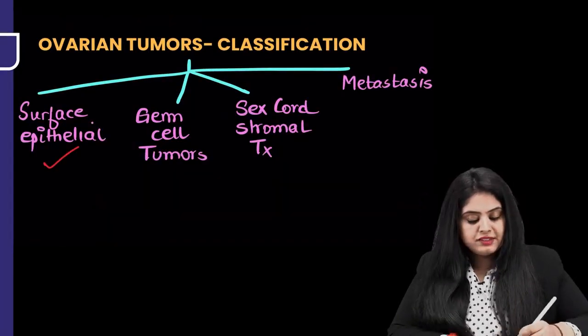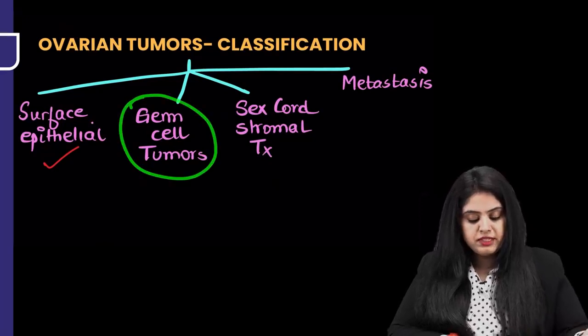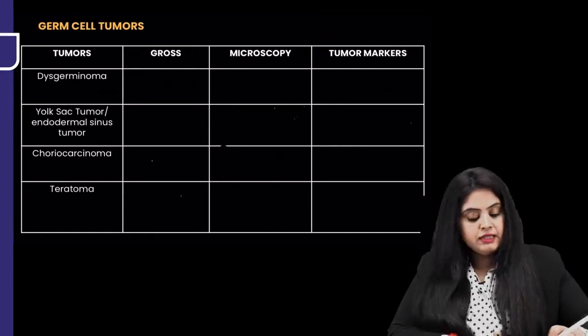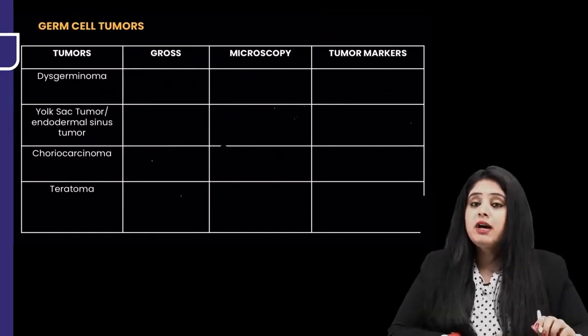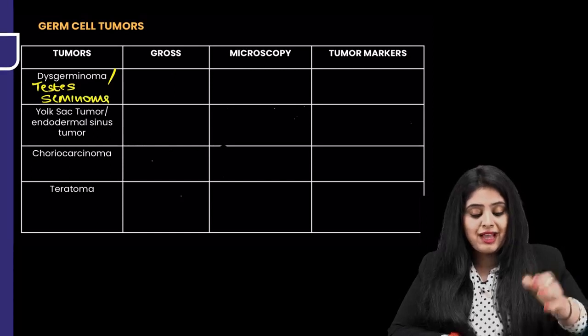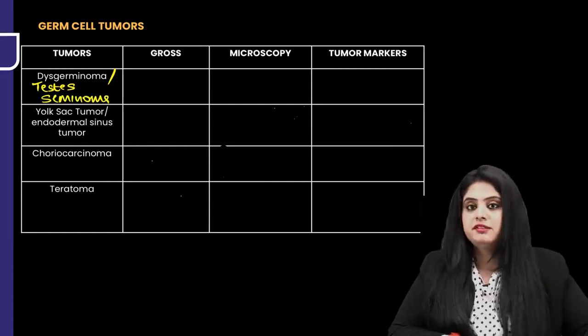I move on to the next category, that is going to be the germ cell tumors. Please note, I've got you a table for germ cell tumors also. The first one out of them is dysgerminoma, and now everything from here will be copy pasted. Meaning, in the testis, what is it going to be? In the testis, it is going to be seminoma. This entire table is going to be copy pasted as it is. All these tumors occur in the testis also.